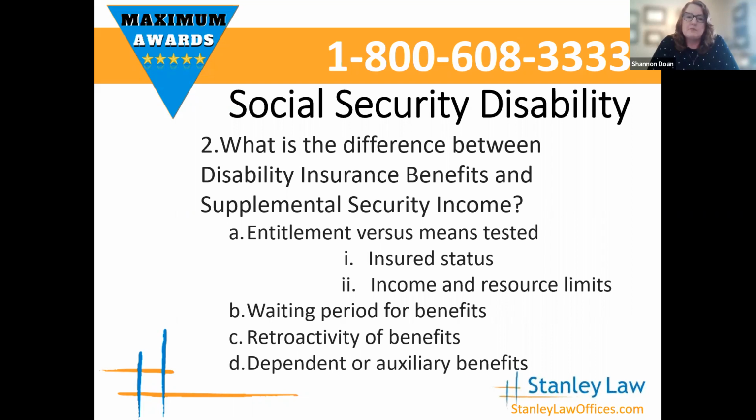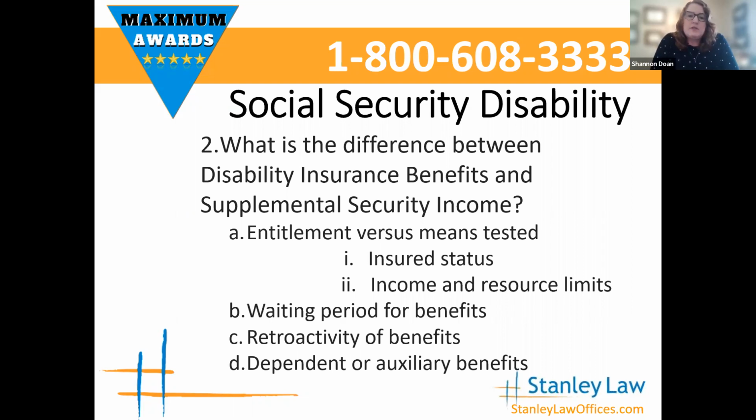Another key difference between the two types of benefits is retroactivity of benefits. How much potential back pay can you receive on the claim? With disability insurance benefits, and again, those are the benefits that are based on your work record, you can receive up to 12 months of past due benefits on your claim. So essentially, if you're alleging disability 17 months back before you filed your application, you could receive the full 12 months of back due benefits. Whereas with SSI payments, since it is a needs-based or means-tested program, there are no retroactivity of benefits. You cannot be paid for benefits prior to your application being filed.